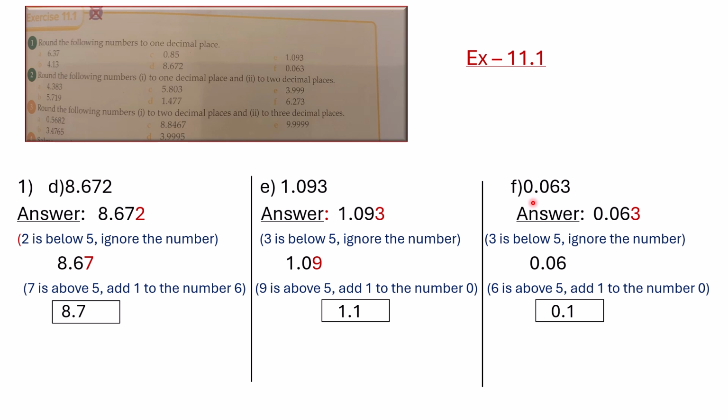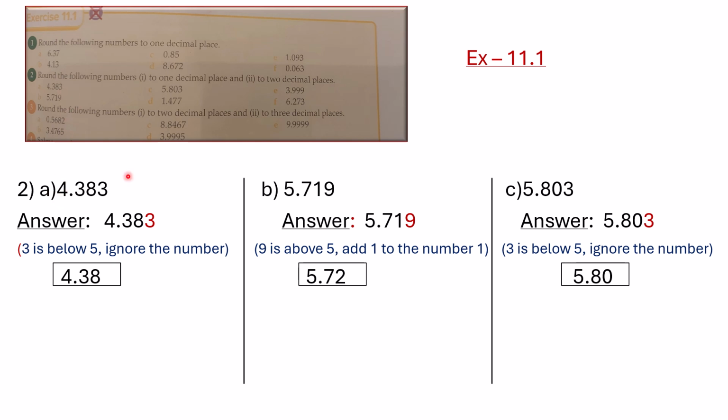F sum, 0.063. Now look at the last digit. This is 3. This is below 5. So what do we have to do? We should ignore the number. So what is the answer now? 0.06. Again, this is in 2 decimal places, so we have to repeat the step. The last digit is 6. This is above 5. So we have to add 1 to the previous number. That number is 0. So 0 plus 1 is 1. So the answer is 0.1.